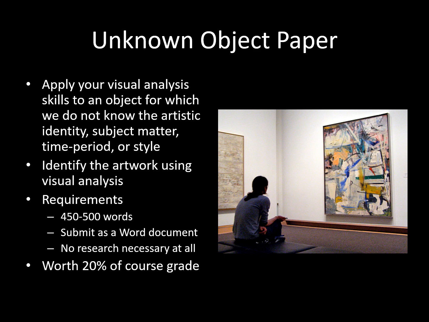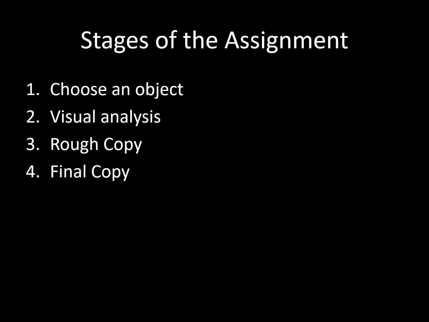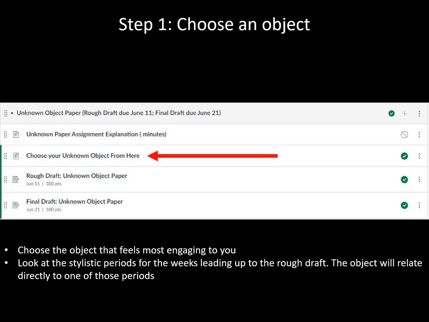The paper is 450 to 500 words. You'll submit it as a Word document, and you don't need to do any research whatsoever to complete this paper. The final paper is worth 20% of your grade. There are 4 stages of this assignment, and we're going to go through each part of that process in this video. Your first step is to choose an object.